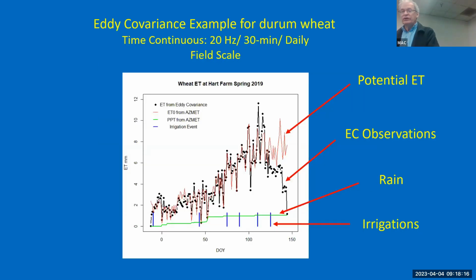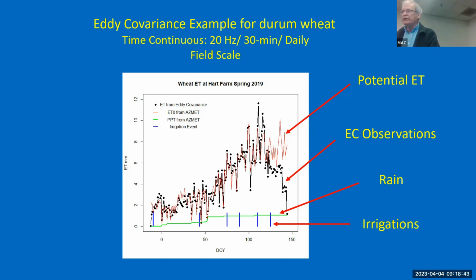What does data look like after you've collected and logged it? It looks something like this. A lot of jittery daily water use evapotranspiration data, as illustrated here in the black curve. This is for wheat. Data are collected at 20 hertz, then subsampled to 30 minutes, and then subsampled further into a daily time series.